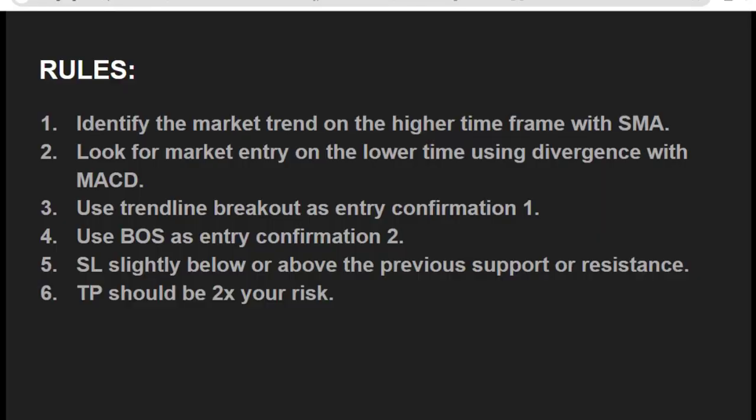So if you look at this strategy as well, the first thing, the second rule, the third rule, the fourth rule, the fifth rule, and the sixth rule, you must follow these rules very, very strictly. So this is how you can trade this strategy for making $50 per day.